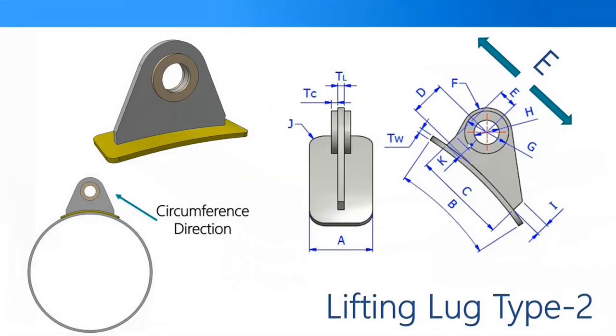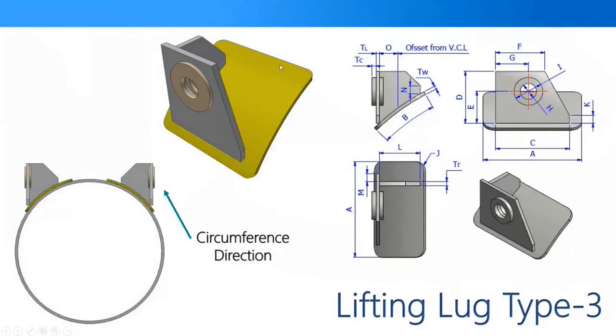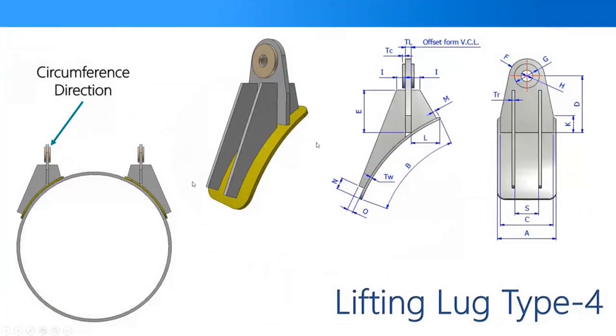Another one is a lifting lug that suits the circumference direction, and this one suits our requirements in the current case. Here you can add a wear blade, collars, and you can change the location of the hole by changing the D dimension and E dimension. Another type of lifting lug suits the mid-range size of horizontal vessels with a stiffening rib. Another type suits the larger size of horizontal pressure vessels. Okay.